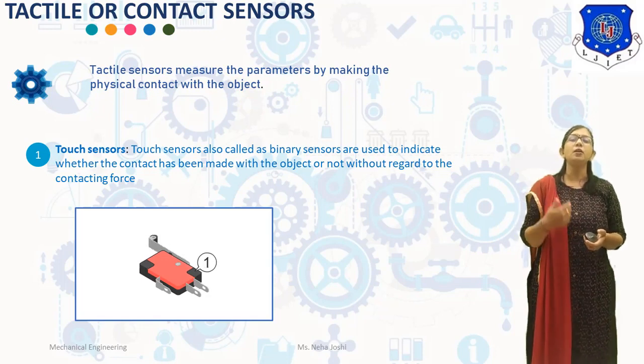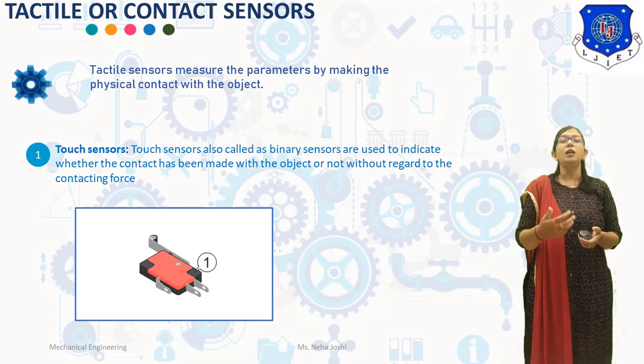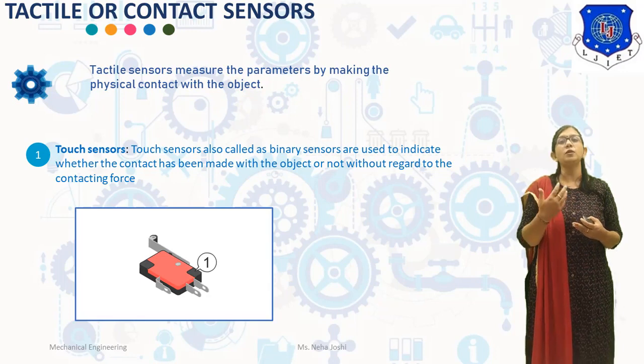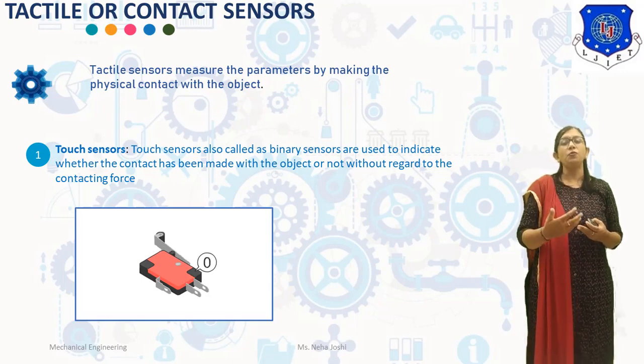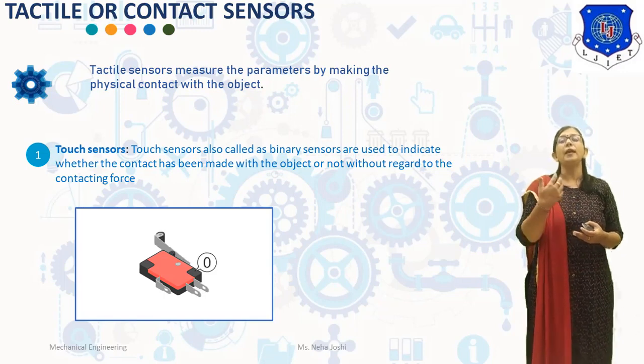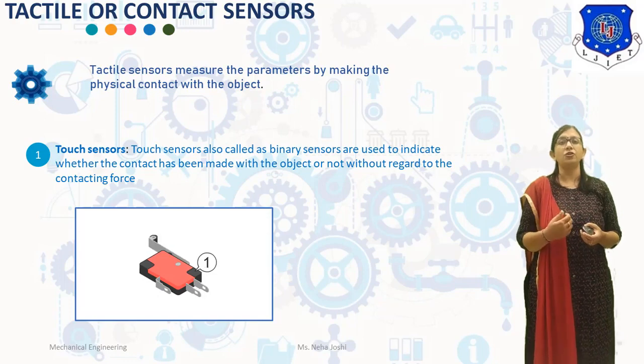Limit switches and micro switches are examples of touch sensors. Here you can see the working of a limit switch. A limit switch is an electromechanical device that consists of an actuator mechanically linked to a set of contacts. When an object comes into contact with the actuator, the device operates the contacts to make or break an electric connection.